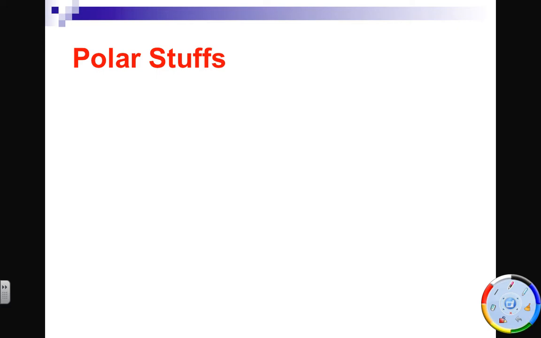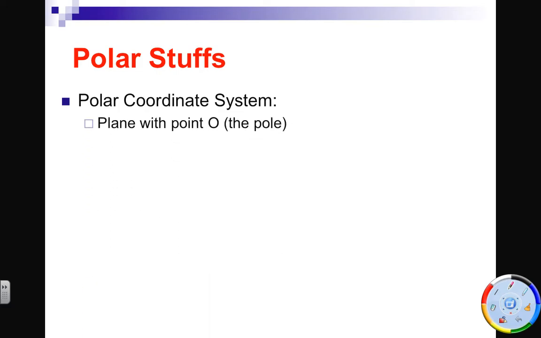All right, so let's look at some of the things that we are going to be covering here. So, polar stuff. We're going to start off with just the polar coordinate system in general, and I'll show you what a graph of a polar coordinate system would look like in just a moment. But what this is, it's a plane with point O. So there's O. We call that the pole.